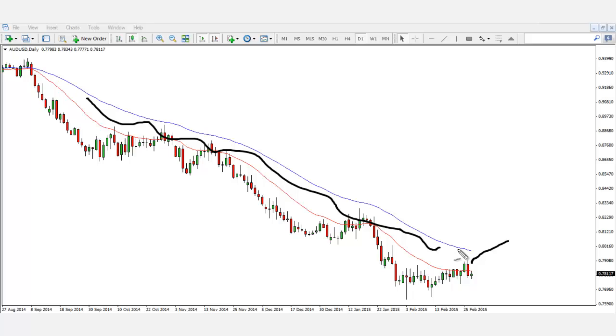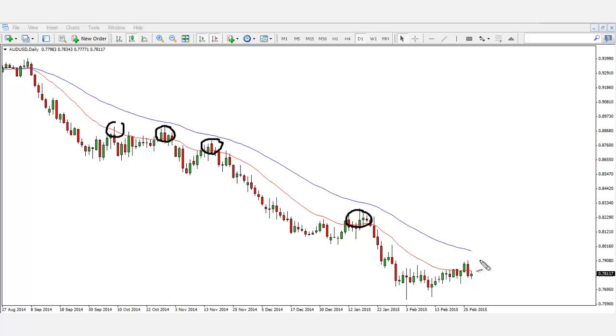One way I compare relative strength is using the moving average. Have a look at this Aussie dollar price action. Price retested once towards the 20 here. The second time it traded just below the 50. Same for the third time, below the 50. Fourth time is below the 50. And right now, price is still below the 50 period moving average.